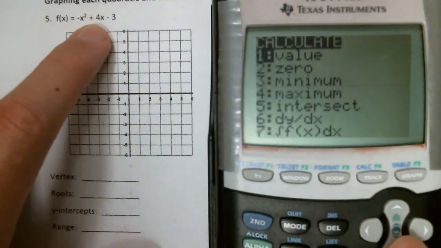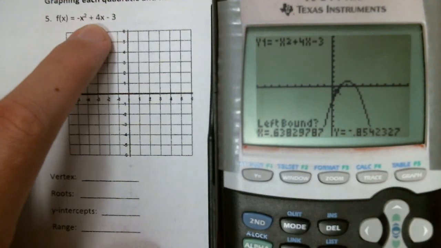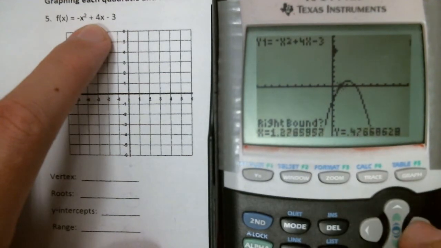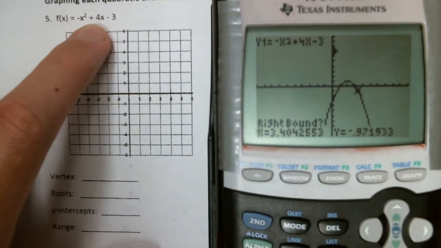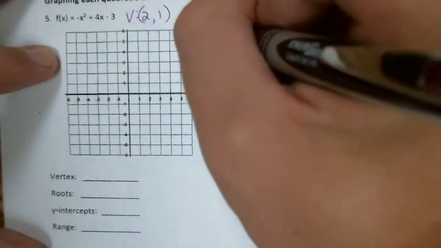So we'll do it again. Second calc, select maximum. All right, so there's Mr. Spidey. Just move Mr. Spidey to the left. That's good. Press enter. Move Mr. Spidey to the right. That's good. Press enter. Yes, press enter a third time. And there's my vertex, 2, 1. Okay, so vertex is 2, 1. All right, let's get our T-chart.